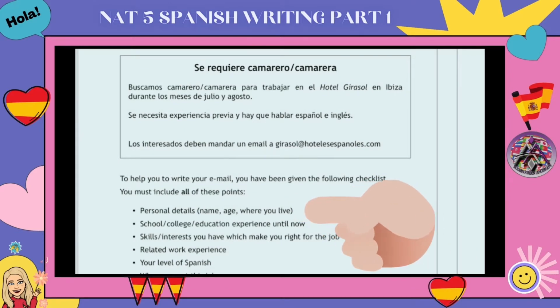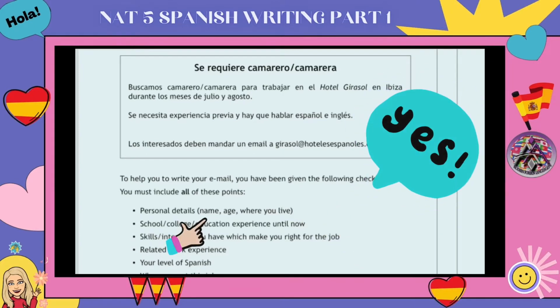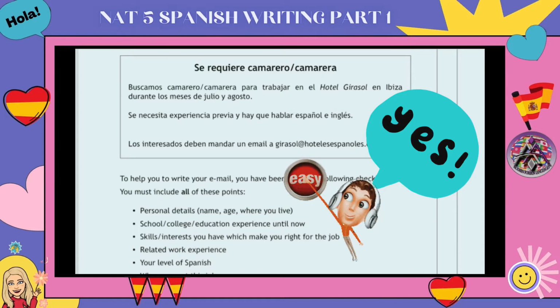Your personal details. This is the easiest bullet point and one that you'll probably be able to do in Spanish without even having to look up any extra vocabulary in your dictionary. So how do we do it?